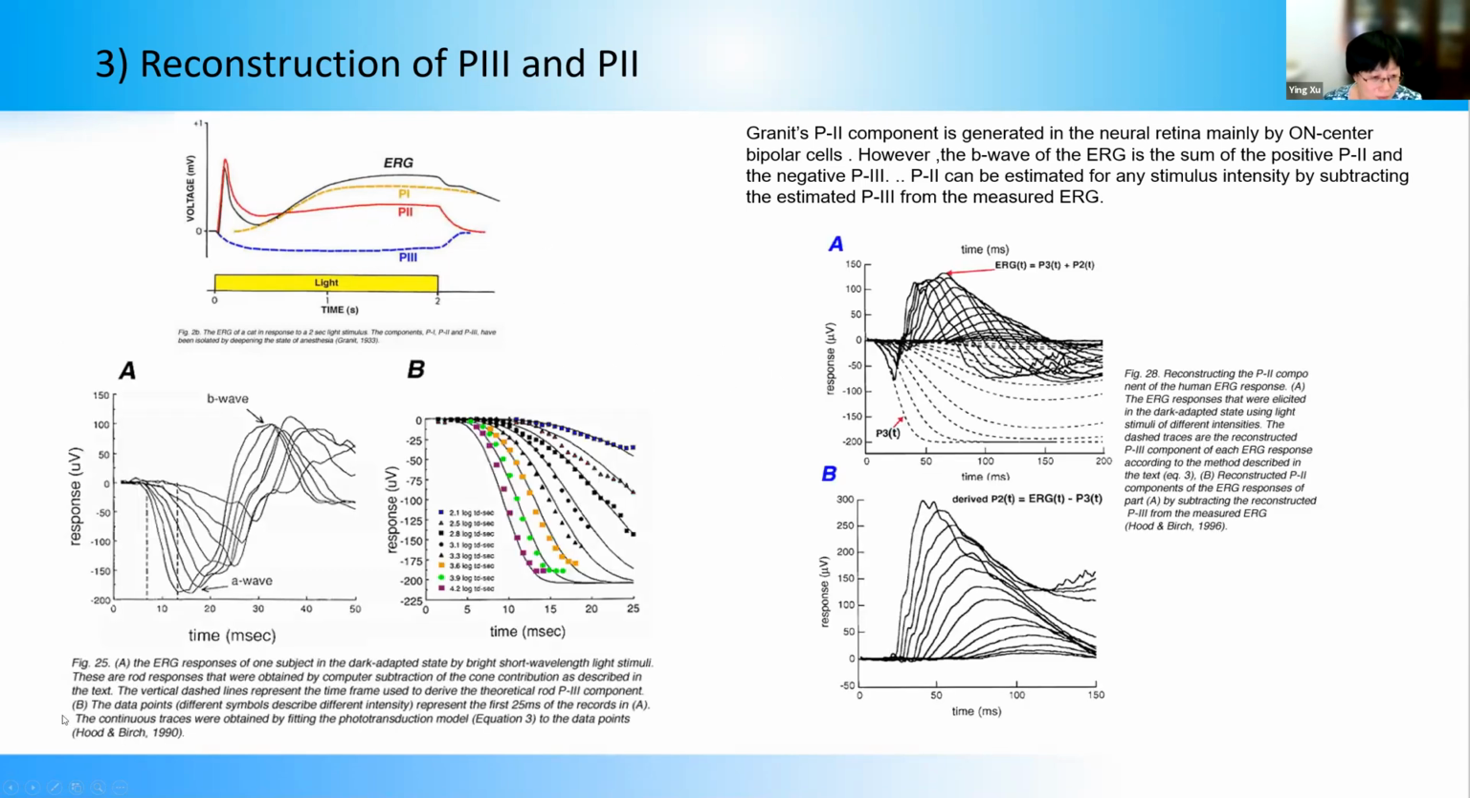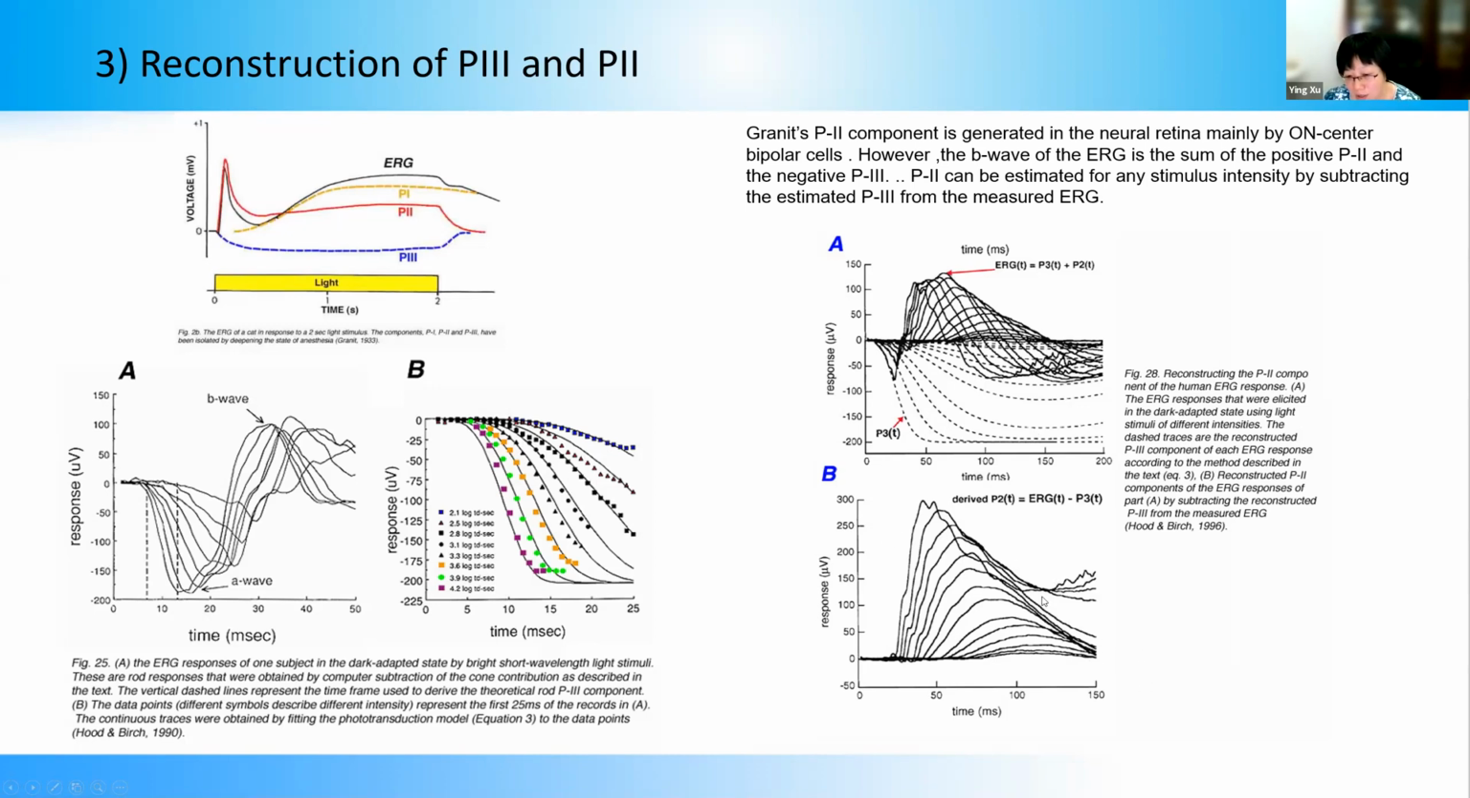And how to do this? It's a little bit difficult. You first give a series of flash intensities and record the different traces. From the leading edge of the descending phase of the A wave, you can fit a function based on a phototransduction model and build up the P3 curve. Then you subtract the P3 from the ERG, and you can get a pure B wave response.